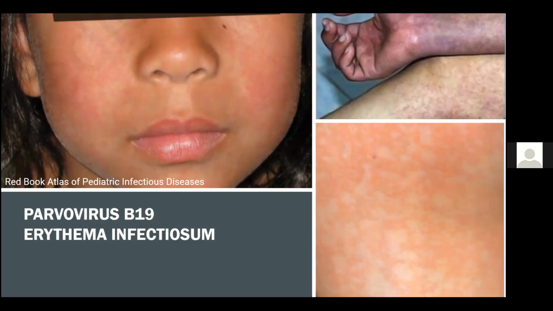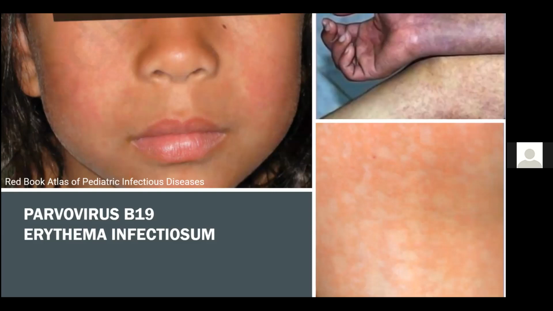Often there is no prodrome, or they can have headache and malaise and myalgia. And there's not always a temperature with parvovirus B19 infection. A day after the slapped cheek rash occurs, they can get a symmetric macular lace-like and often pruritic rash that occurs on the trunk and moves peripherally to involve the arms, buttocks, and thighs.